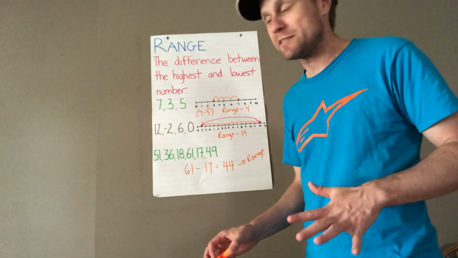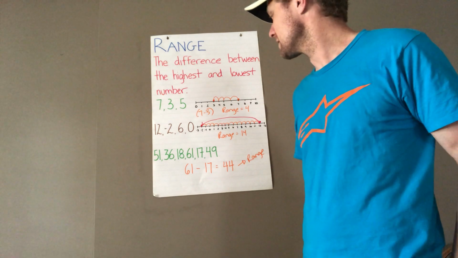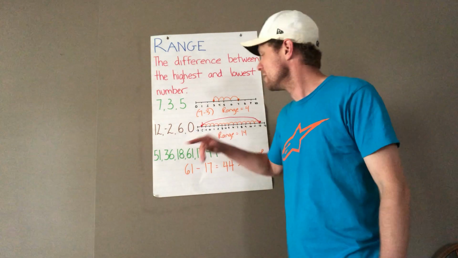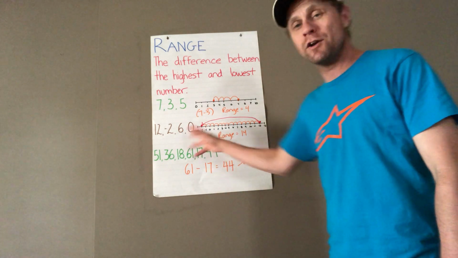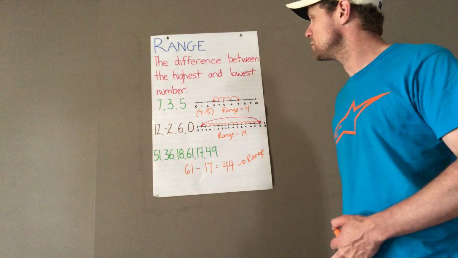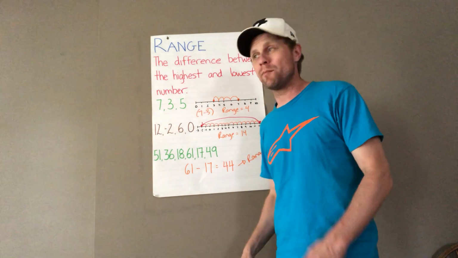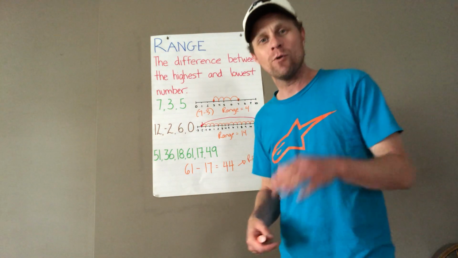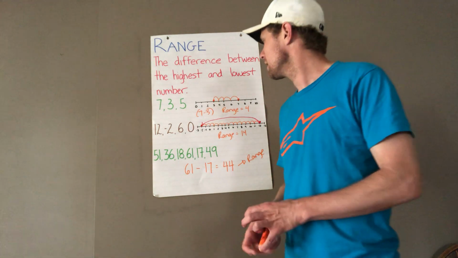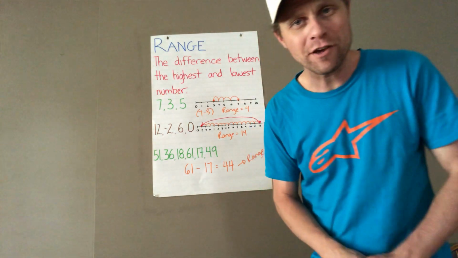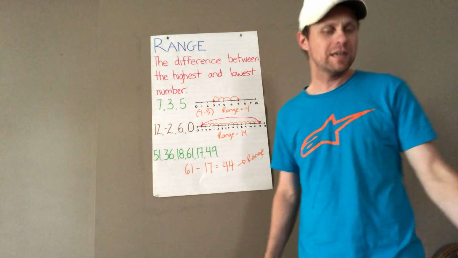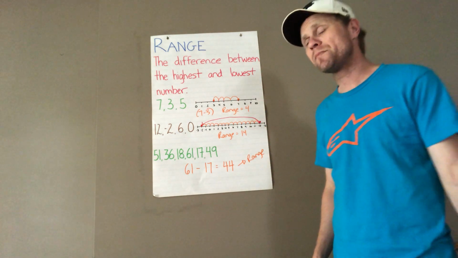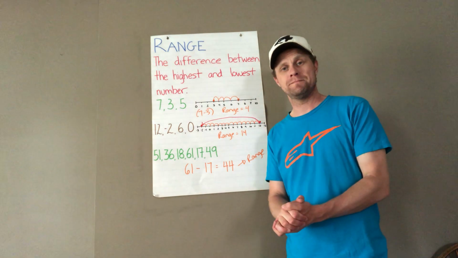No number is higher than 61. No number is less than 17. Same here. No number is higher than 12. No number is less than -2. And at the top, no number is higher than 7, and no number is lower than 3. That's all that range is. The difference between the highest number and the lowest number.